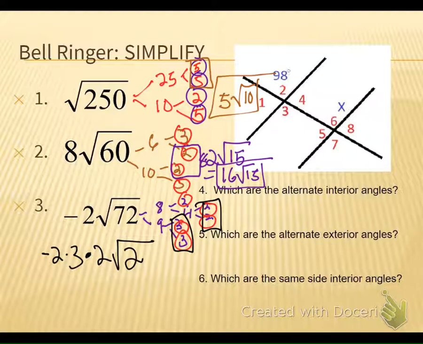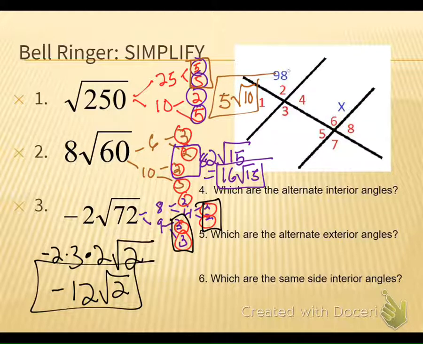I boxed it, but I don't want to. What's 2 times 3 times 2? So 2 times 3 is? Times 2? 12. So we have negative 12 square root of 2. Okay, so any questions on that half of our bell ringer?